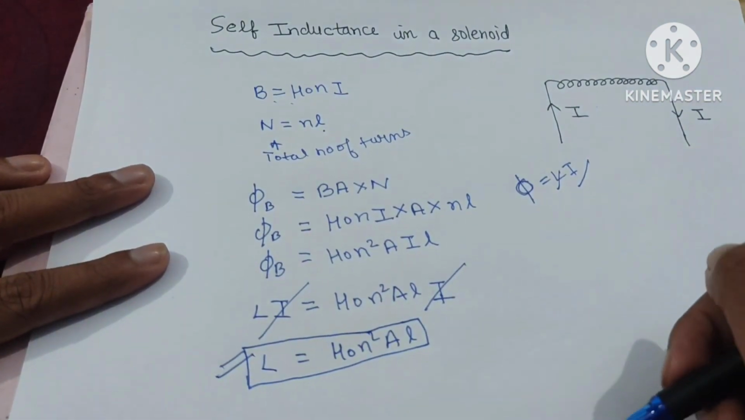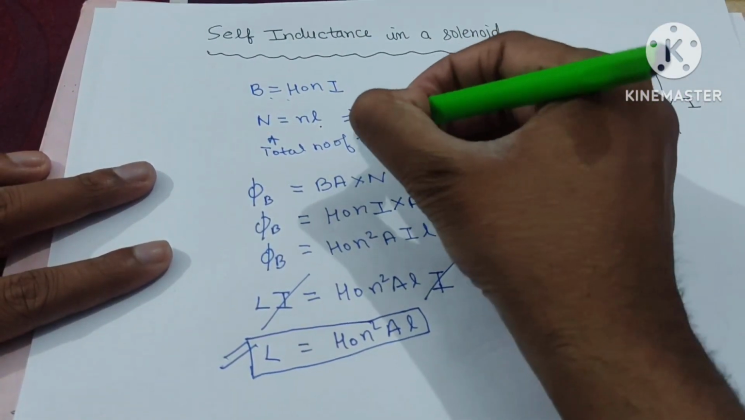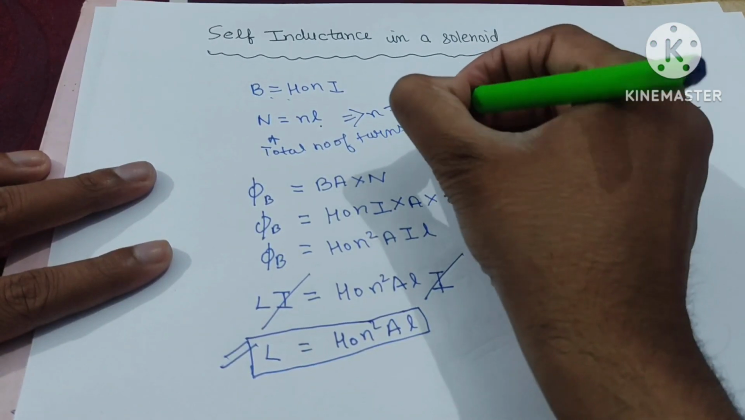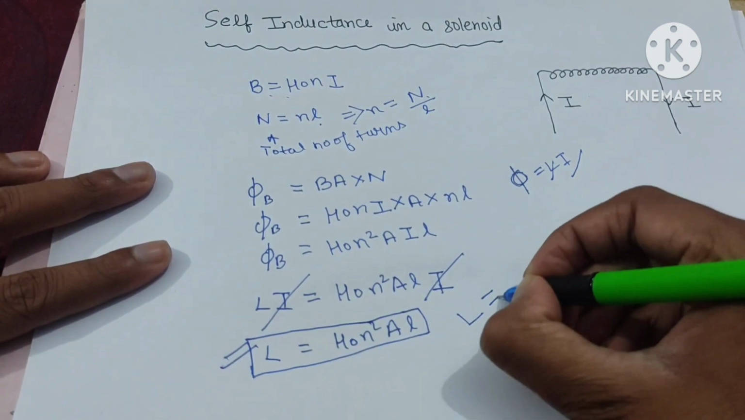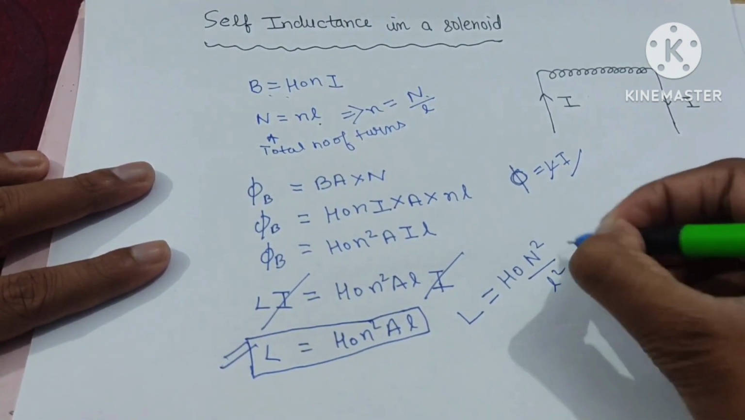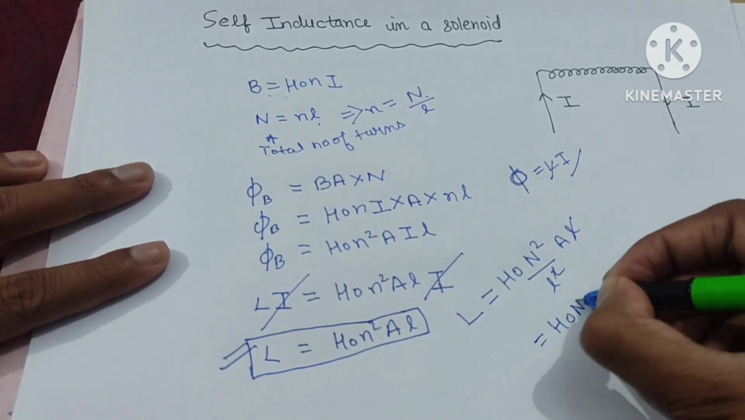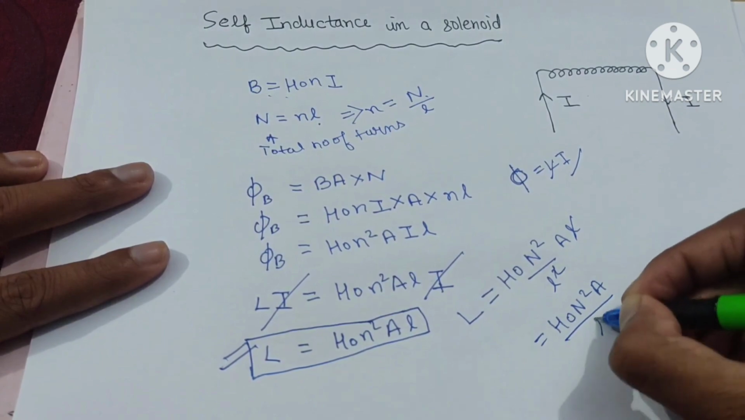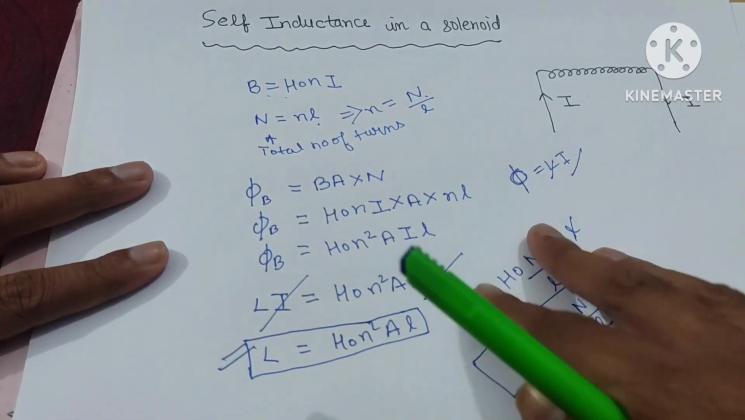Okay, so if you are finding in terms of n equal to L by L, put this value here, so we'll get L equal to n square L square AL, 1 L cancel. So this is another form. Okay, this is what we had to prove, and we proved it.